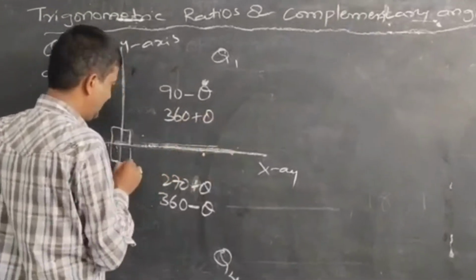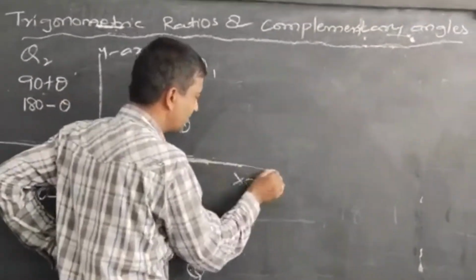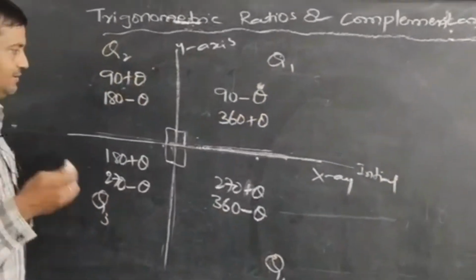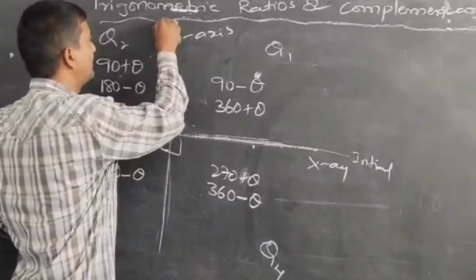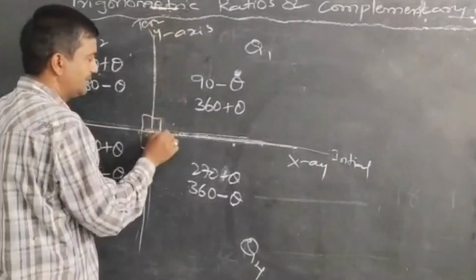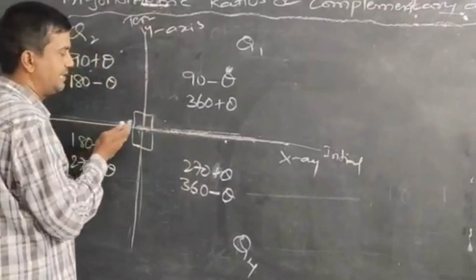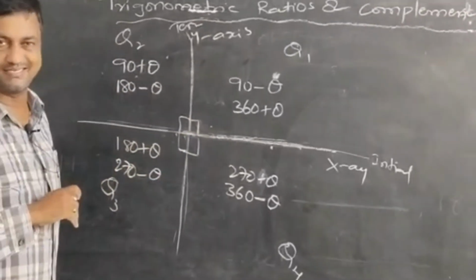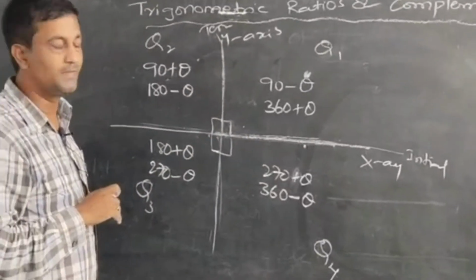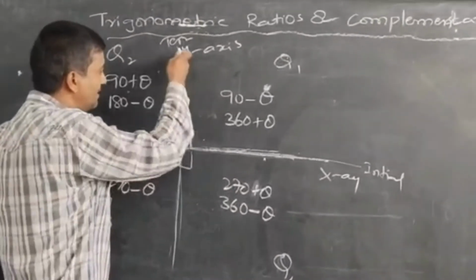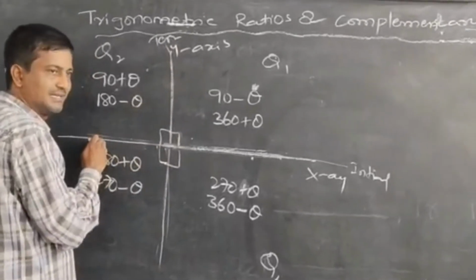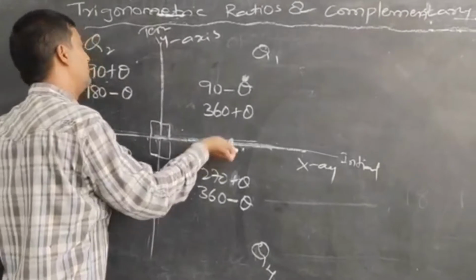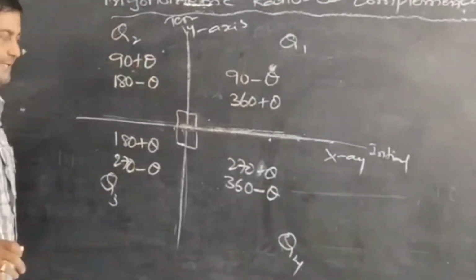In an angle, this is called the initial ray, and this is called the terminal ray. There is no change in the initial ray. The terminal ray moves away from the initial ray in the anti-clockwise direction. That is the definition of an angle. Here it is 90, here a straight angle 180, here 270, and the complete angle is 360.